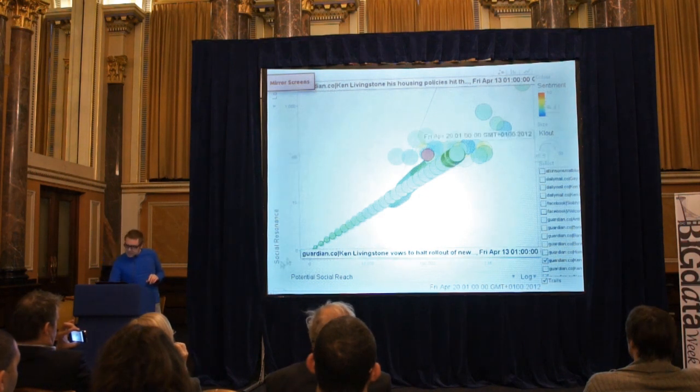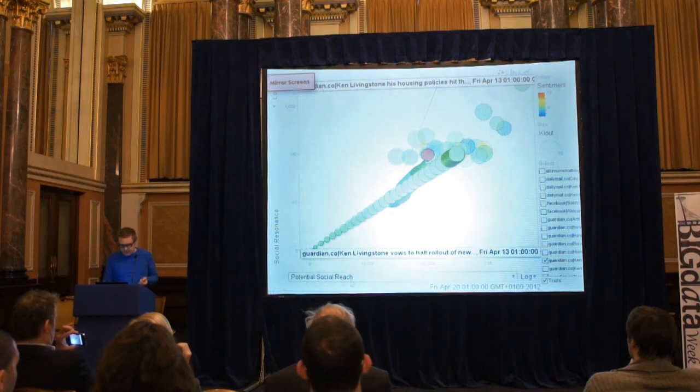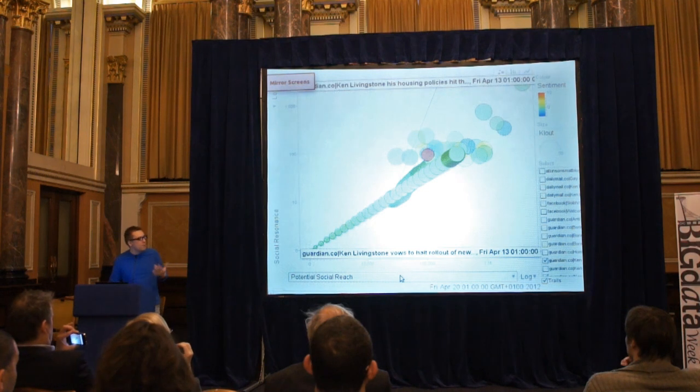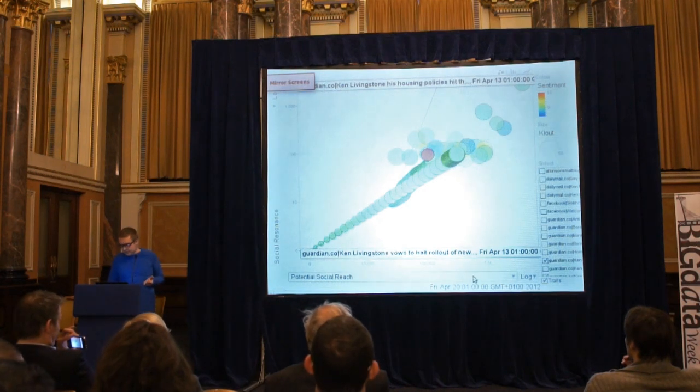So the y-axis tells us about the social resonance, so it's basically how many people shared a certain link. The x-axis shows us the social reach, so how many people could be exposed to this potential link. Basically, this is the aggregated number of all followers of all people who shared the link.